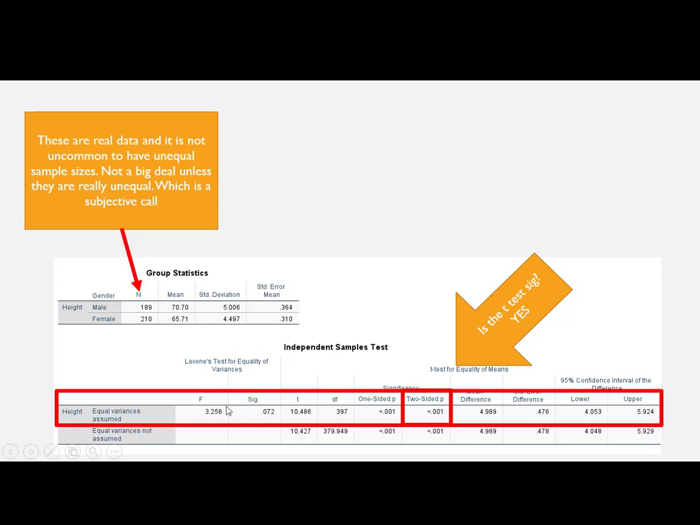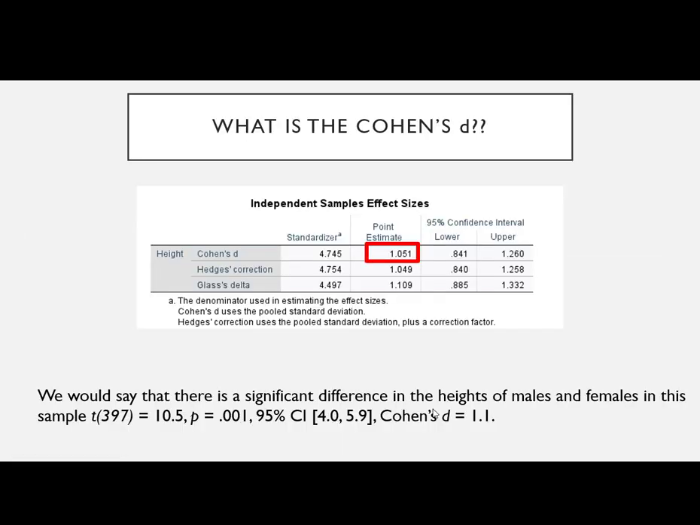So we tested for Levene's, we see it's not significant, so we stay in the top row. That's a pretty big t-statistic. We have 397 degrees of freedom. Our one-sided and two-sided are the same. They're both highly significant. So is it significant? Yes, it is significant. There is a difference in height by gender. We look at our Cohen's d. We see that it's 1.05 or 1.1, and that's a pretty big effect size. So we would say that there is a difference in the heights of males and females in this sample.